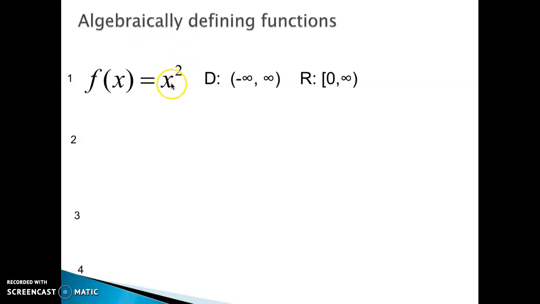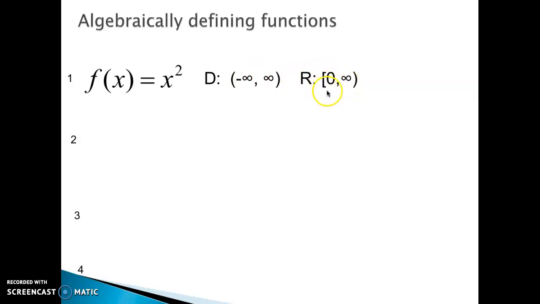And the domain is any x can come in. I could put any x in there, negatives, positives, it doesn't matter, and then I just square it. But because I'm squaring it, the only things that come out are positive values or possibly 0, because if I put in 0, I get 0. So my domain is all reals, in bounded notation from -infinity to infinity. And my range is from 0, including 0, to infinity.